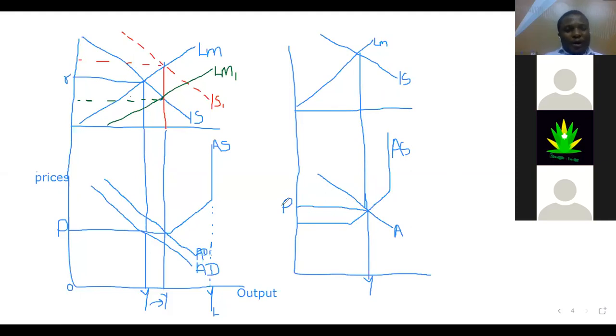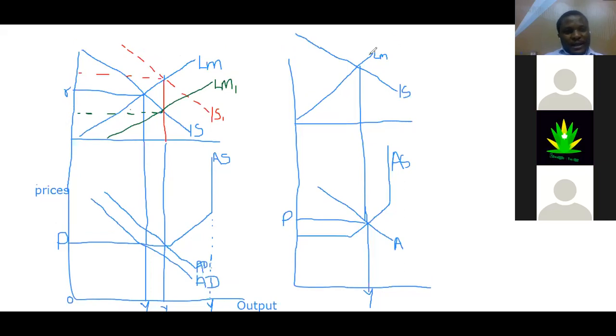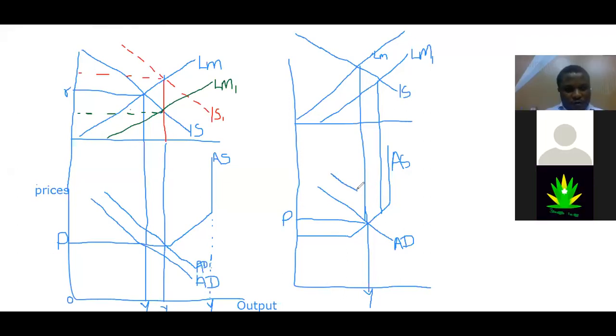Okay. And then we take up an expansionary, either fiscal policy or monetary policy, whichever one. Let's assume we are taking up expansionary monetary policy. So we have something like this, LM1. Okay. And this falls here. What happens? This is AD. Your AD curve will then move outward to AD1. Okay? And then that leads to what? An increase in price.